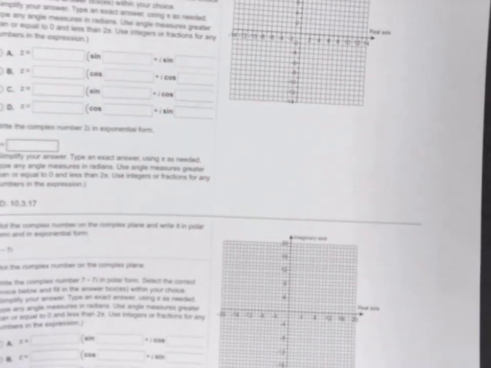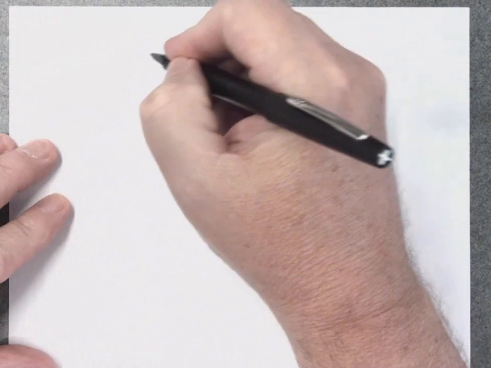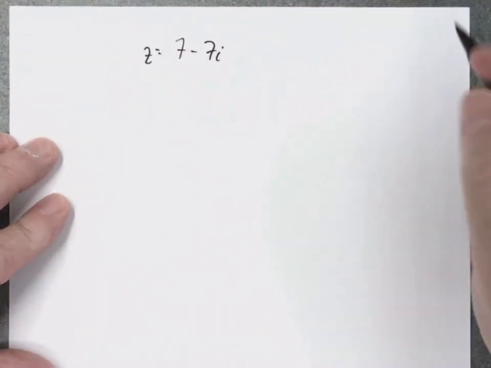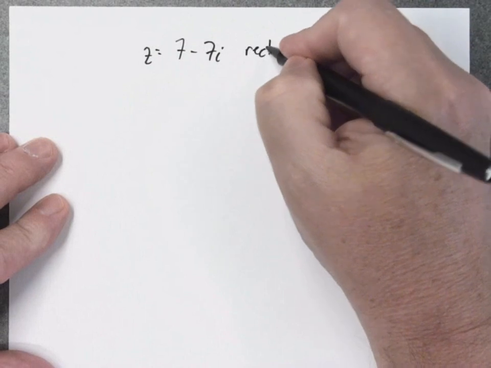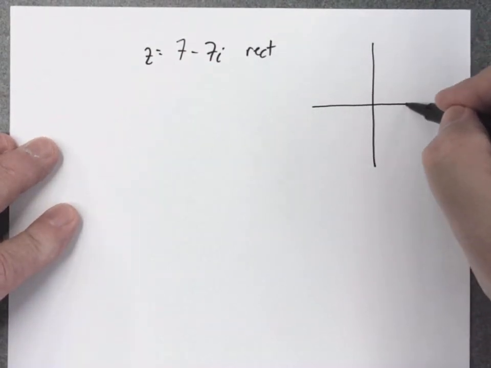And use integers or fractions in the expression. Just so you know, when you get to these kinds of problems, that's how they word it, and it may not always make sense. So that problem, the complex number, is in rectangular form. I'll just quickly plot it over here.